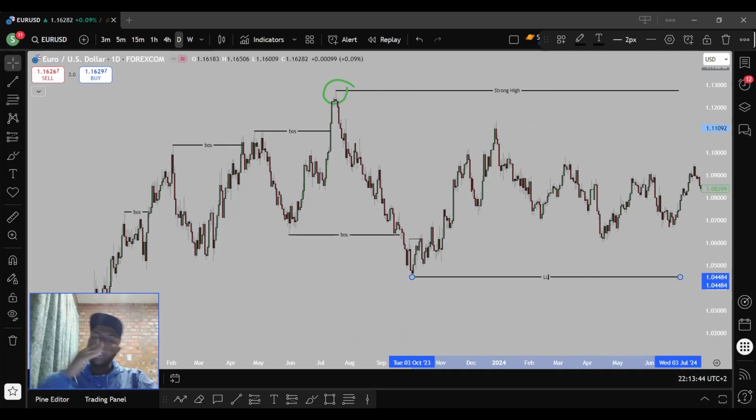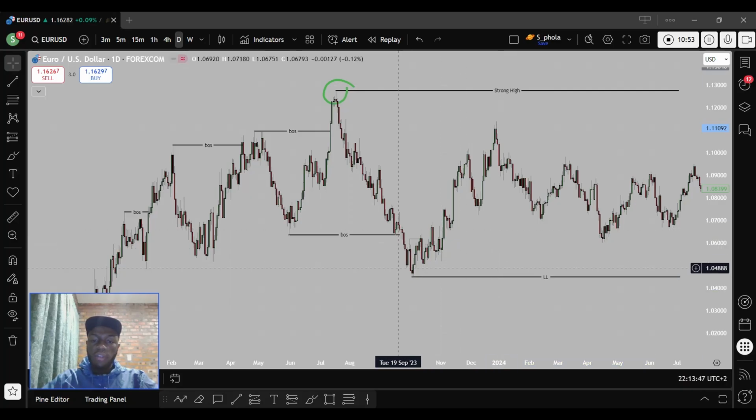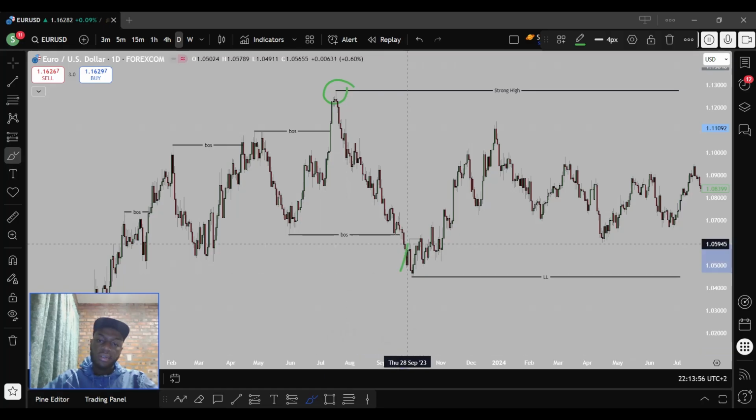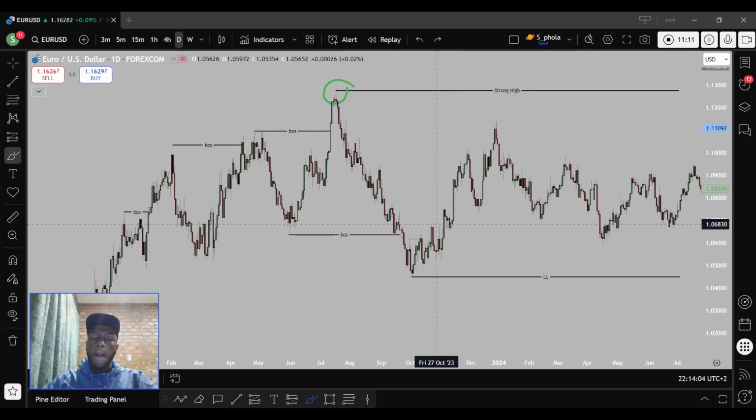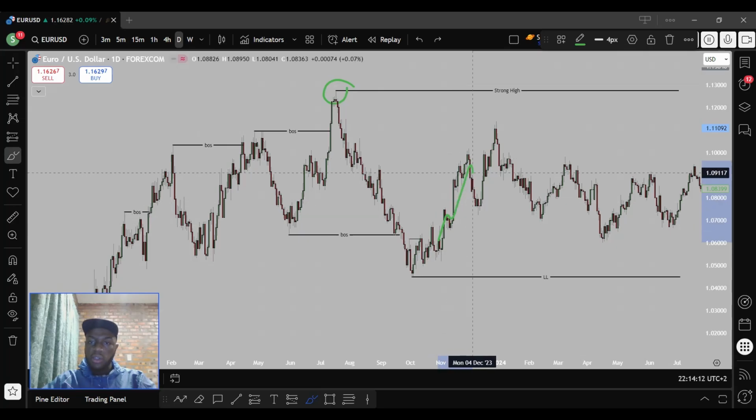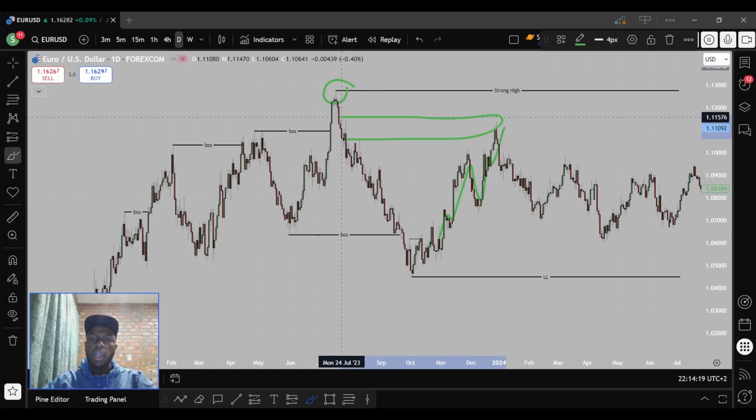So after we got the internal that switched bullish, that symbolized what? That symbolized the potential beginning of our swing pullback. Then cool, the swing structure pulled back, as you can see, pulled back, pulled back. Then what happened? We mitigated something to the left.